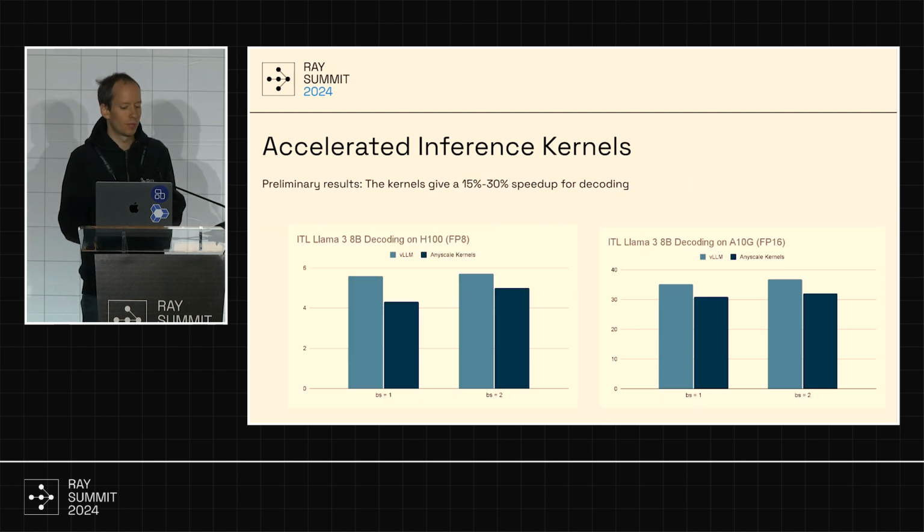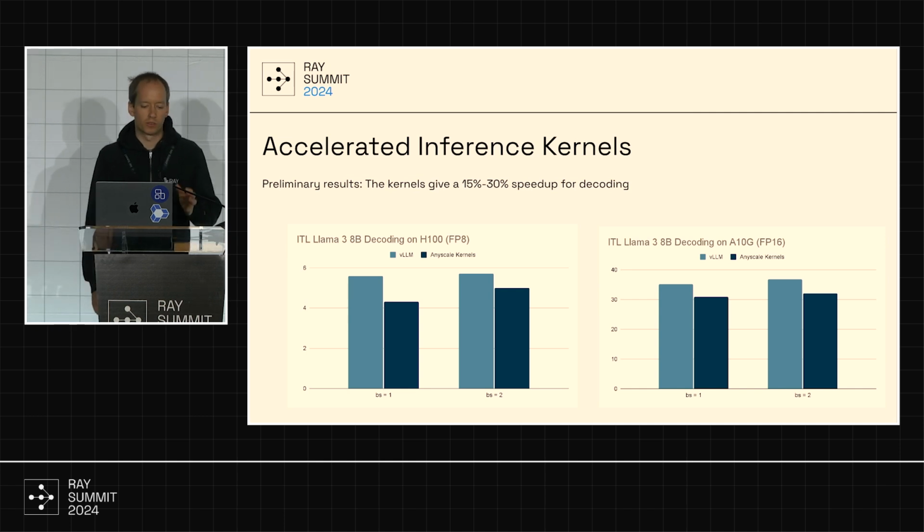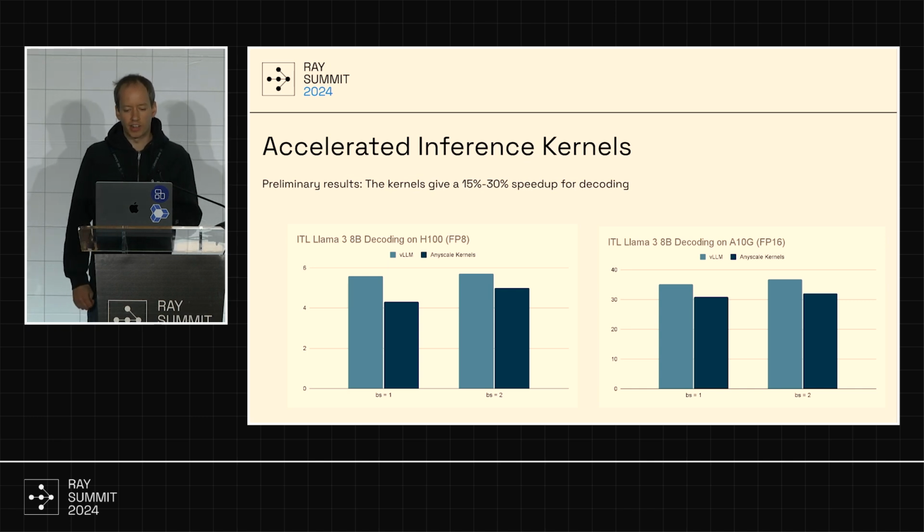So here's some preliminary results. We are still improving them, but at the moment we get like a 15 to 30% speed up for decoding. So on the left-hand side there is the ITL for Llama 3.8b on H100 with FP8, and then on the right-hand side there is Llama 3.8b decoding on A10Gs with FP16.